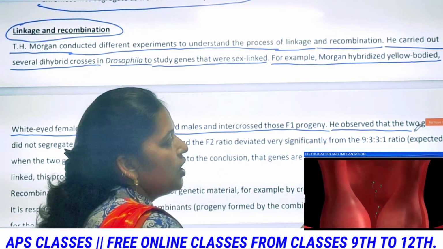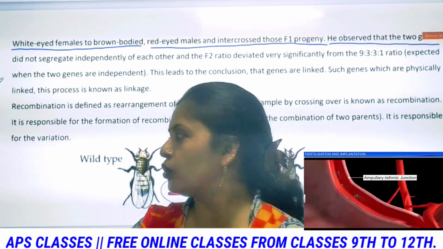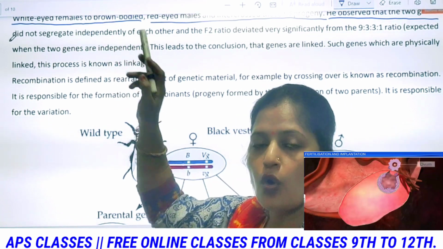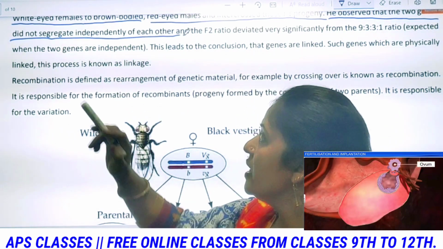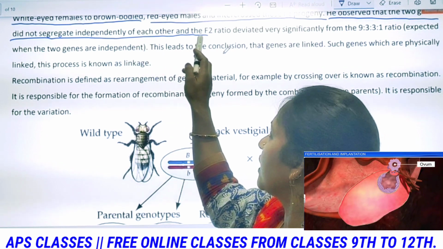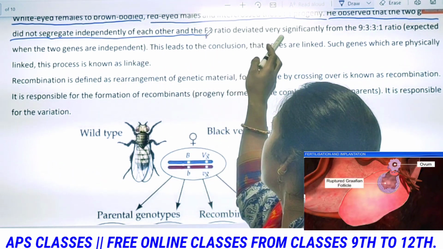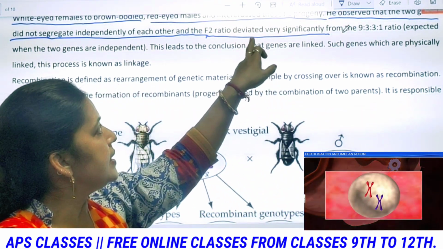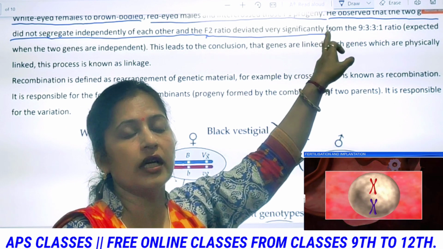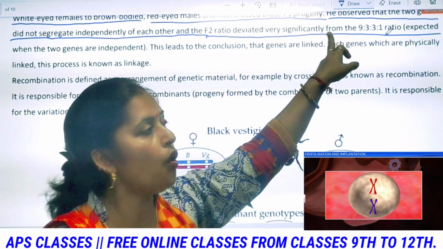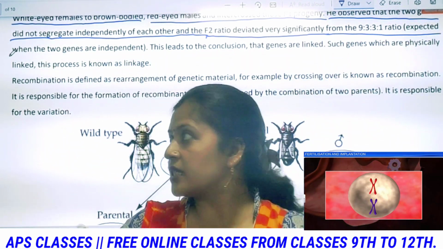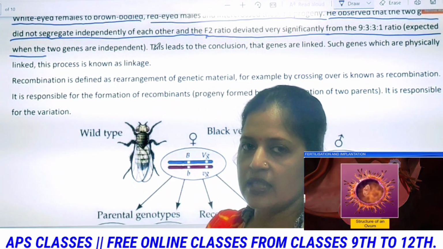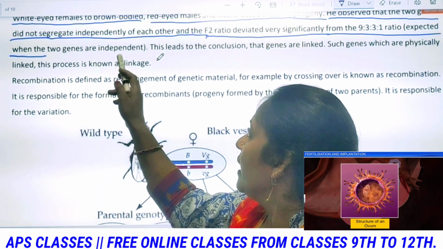He observed that the two genes did not segregate independently of each other, and the F2 ratio deviated very significantly from the 9:3:3:1 ratio that is expected when the two genes are independent.